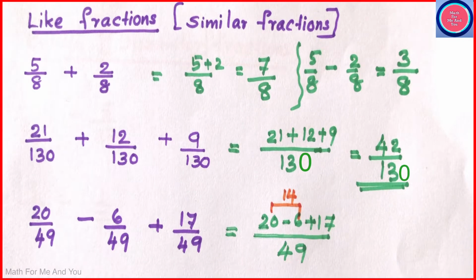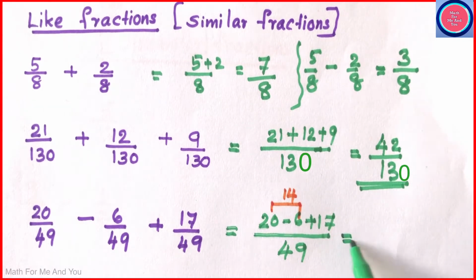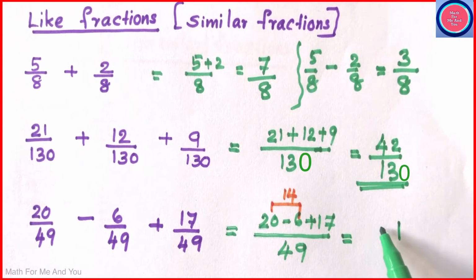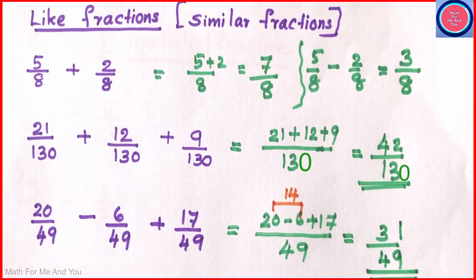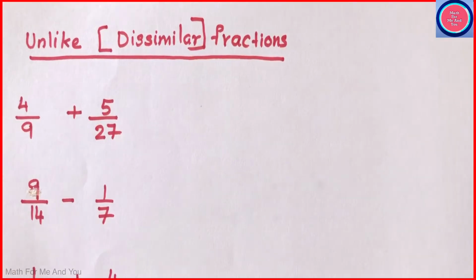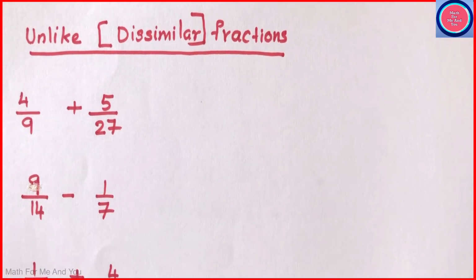Then the answer 14 plus 17. If you want, you can write it separately and find it. 14 plus 17 is 31 out of 49. 31 over 49. So we have practiced addition and subtraction with like fractions. Next we are going to practice unlike fractions addition and subtraction.